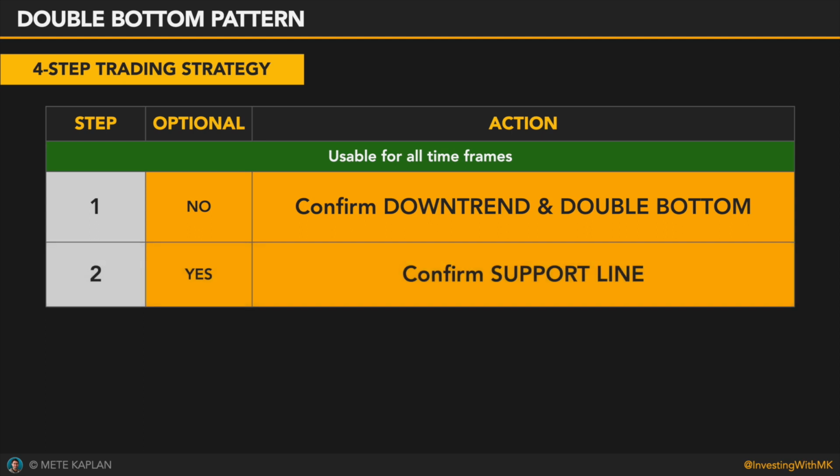2. Confirm support lines. Now, this is an optional step, but very critical. If you can confirm a support line around the double bottom, it's great. My suggestion is open a higher time frame. If you trade with a 1 hour time frame, open 4 hours chart and draw your support lines. Don't worry, I'll show you an example soon. And in my next video, real world trading examples.